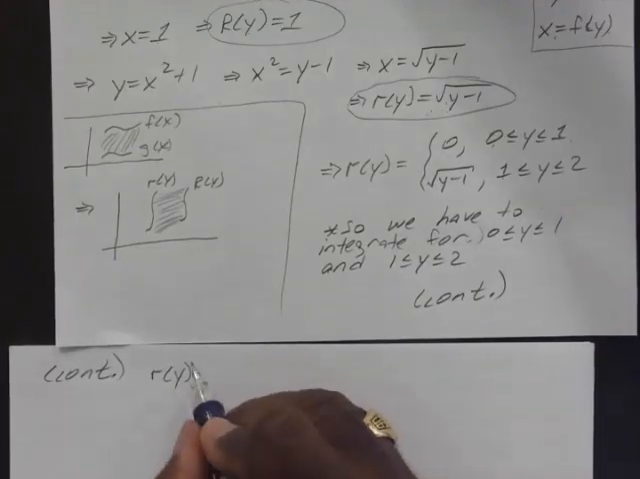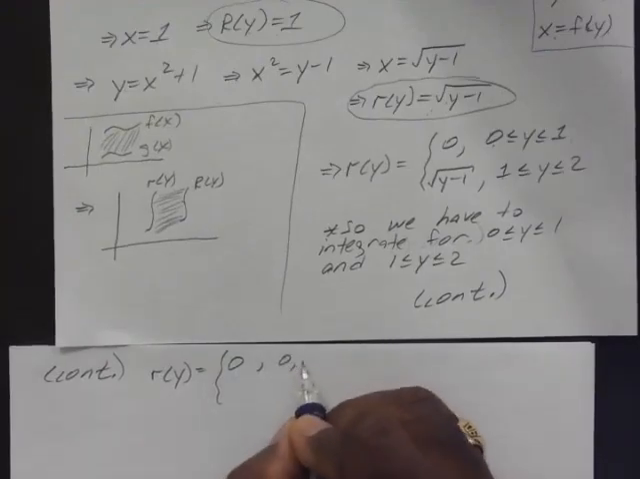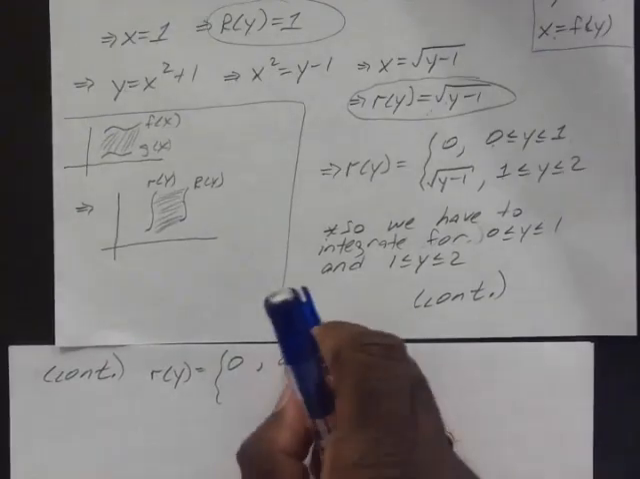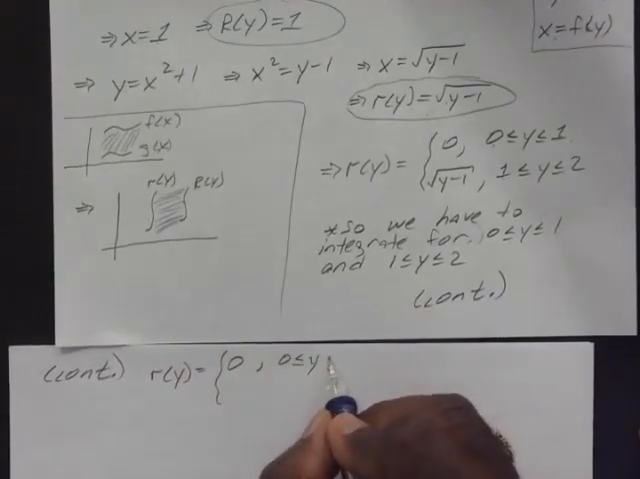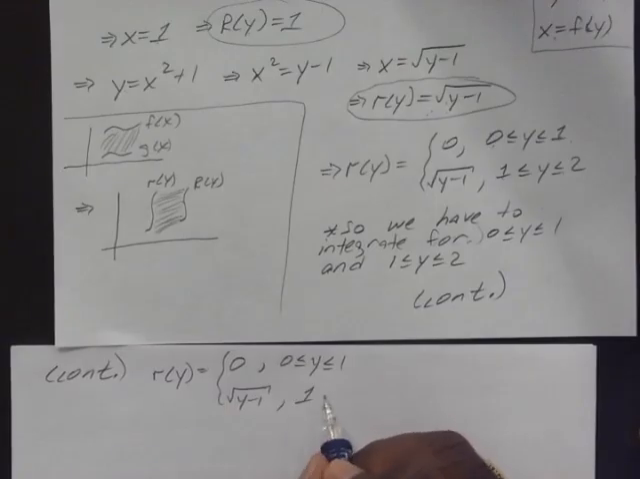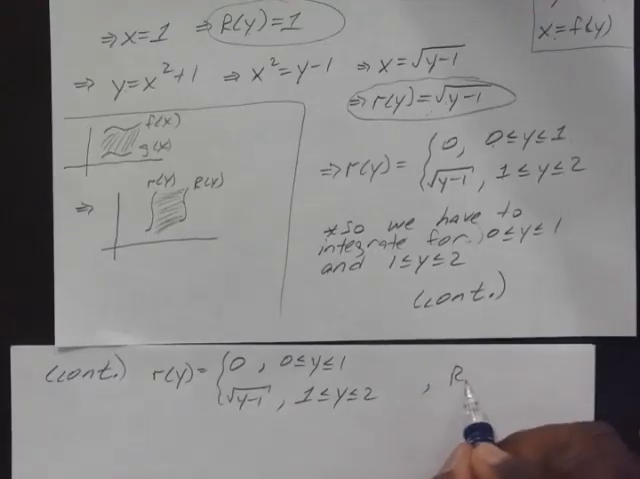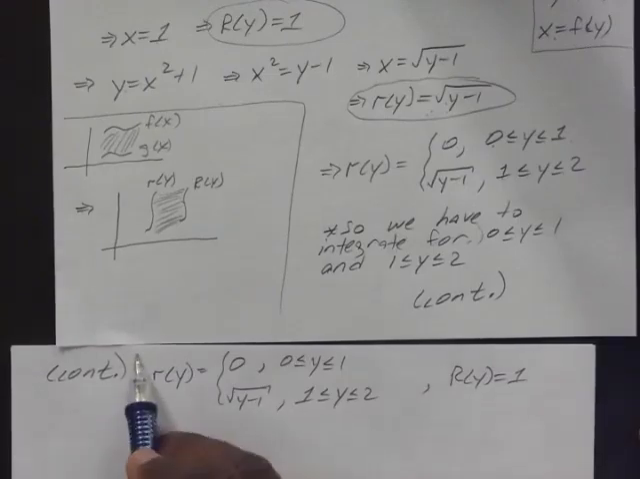So we know our inner radius is 0 when y is between 0 and 1, and the square root of y minus 1 when it's between 1 and 2. And we know our outer radius is just 1. So we have to keep looking back.